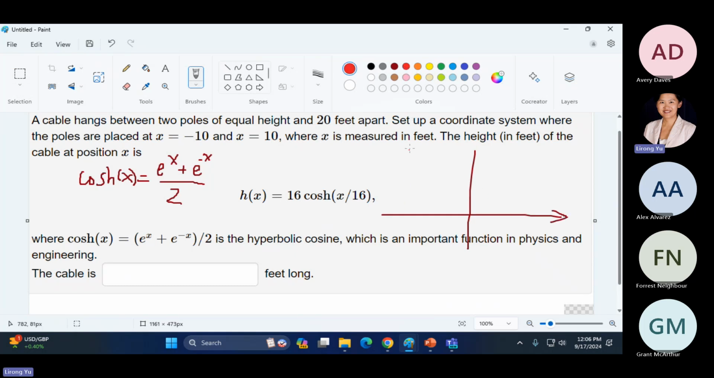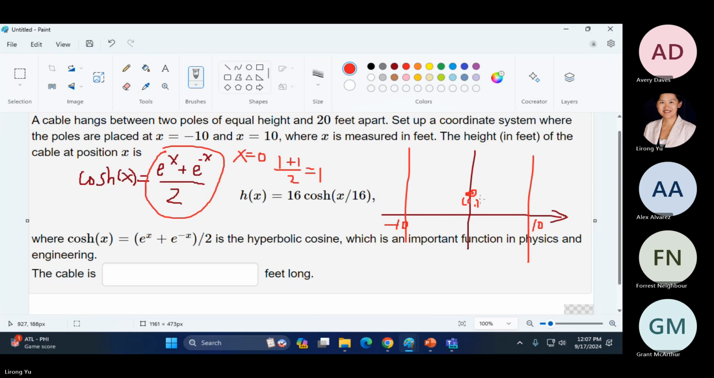So we have two cables set up, one in here, one in here. So that was -10, and this is +10. And you can see in this function, if x equals 0, what happens is e to 0 equals 1. So you end up having 1 plus 1 over 2, which is equal to 1. So right in the middle, you have the center of the curve that is (0, 1).